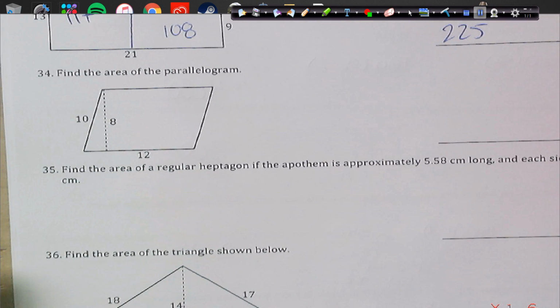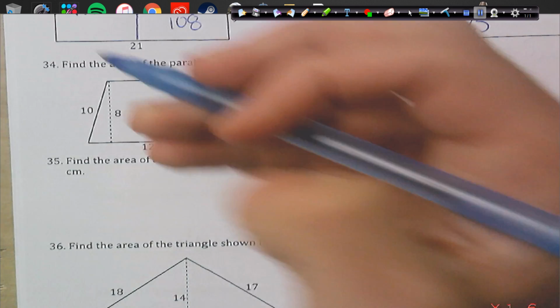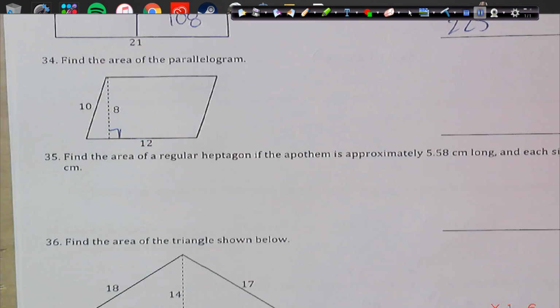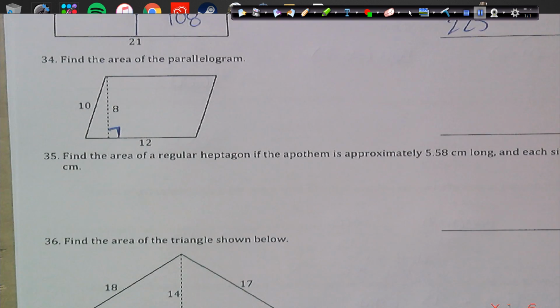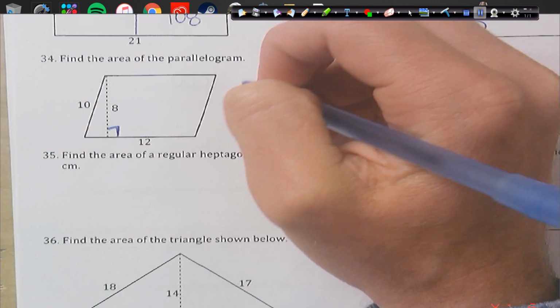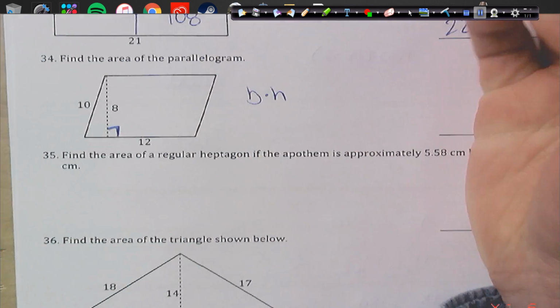We're looking for a 90 degree now. Unfortunately, this is not a great picture, but we would hopefully have a 90 degree right here. That's what we should have. It doesn't have that here, but it should be there. So we want to do parallelogram. The area is going to be b times h, base times height.